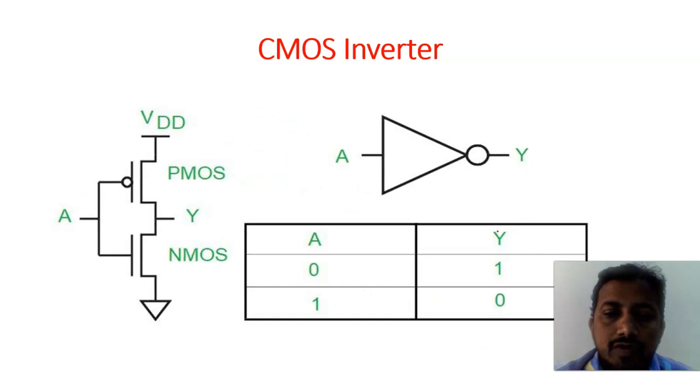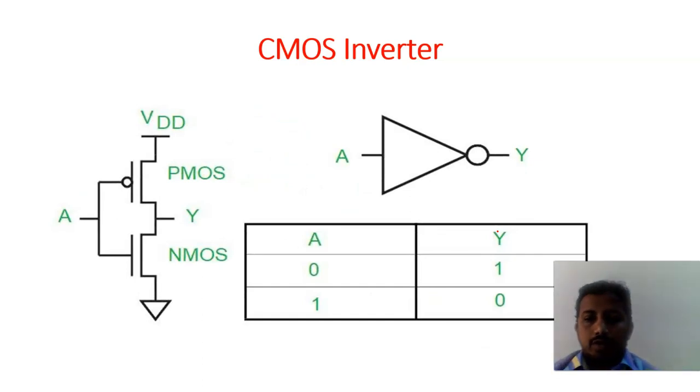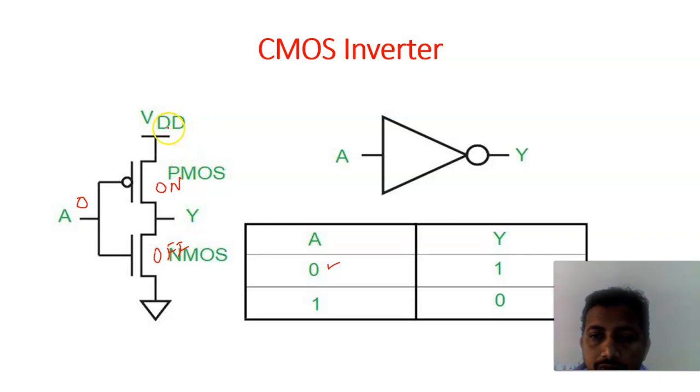We go on to the design of the CMOS circuit and how it works. Here, in the first case, you apply the input as 0. What happens when you apply the input as 0? As I told you previously, PMOS would be on and NMOS would be off. So VDD, which is equal to 5 volts, moves towards your output. As there is no path to the ground, the output is 5 volts, which is logic high.